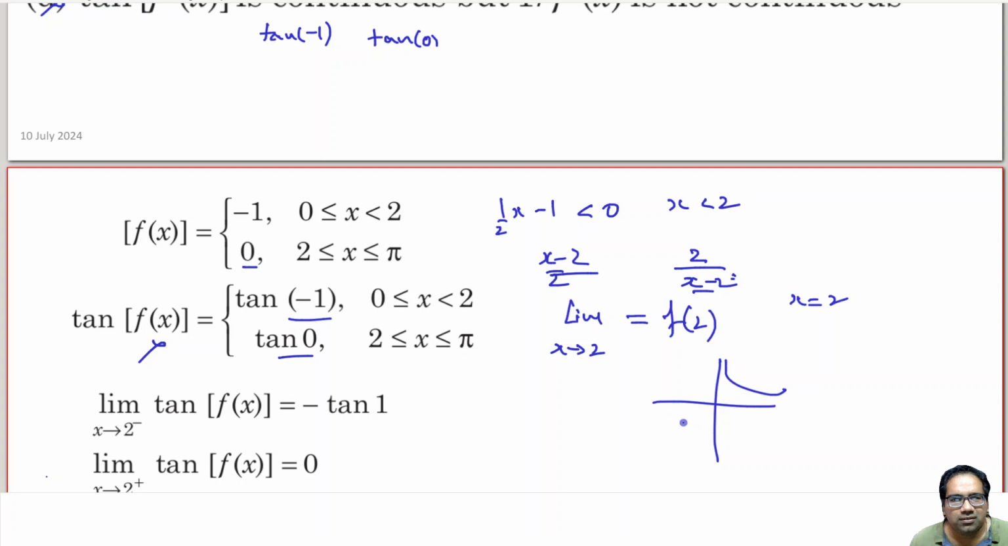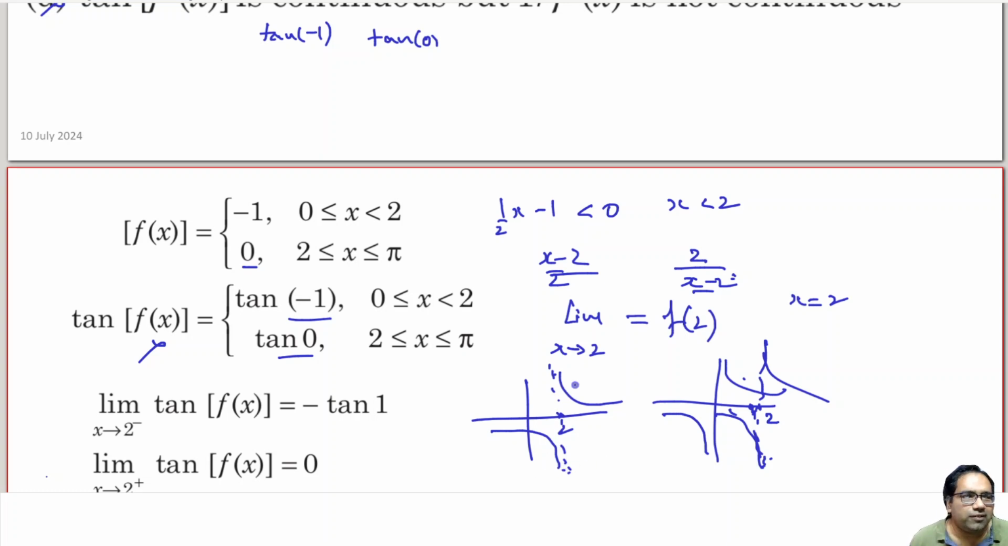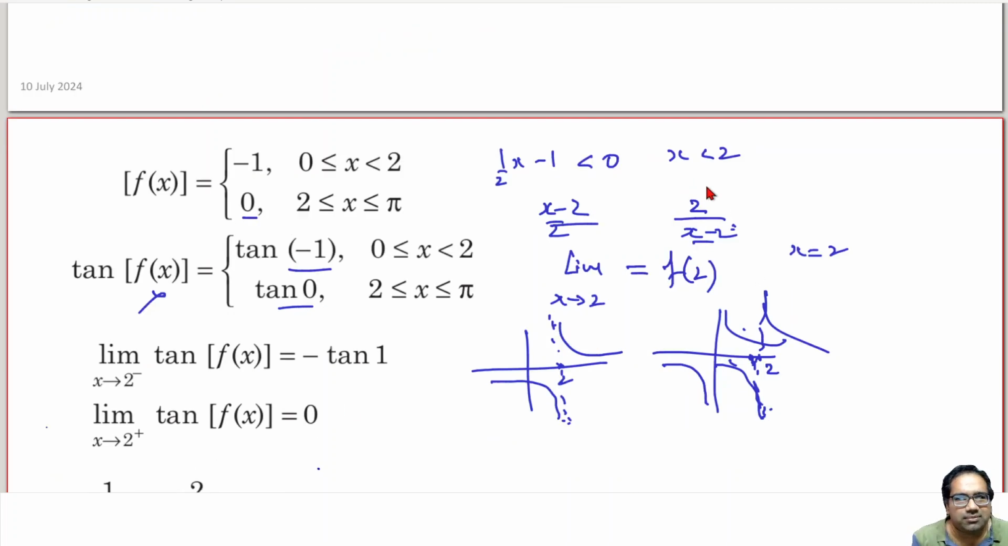The 1 by x graph will look something like this, right? And 1 by x minus 2 will look like the same graph shifted 2 units towards the right. So 2 by x minus 2 is 2 times this 1 by x, so it will look something like this. There will be a vertical asymptote here when x equals 2, right? One side it will be positive infinity, one side it should be negative infinity. So clearly there is a break here. It is not continuous at x equal to 2.